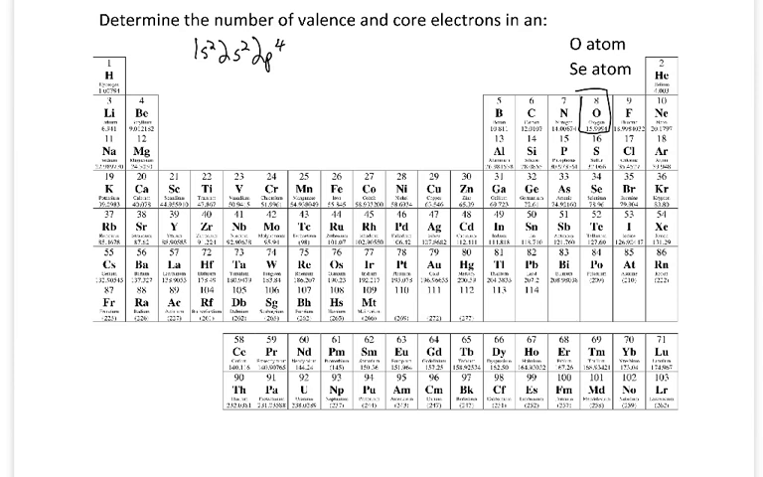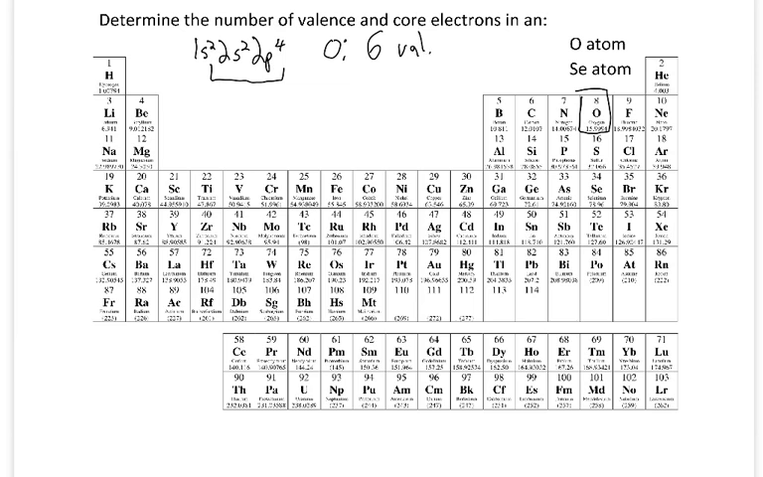And the rules for the S and P block elements: the number of valence electrons is the outermost S and P electrons. So in the case of oxygen, the outermost S and P's are the two S's and the four P's. So oxygen has 6 valence electrons.